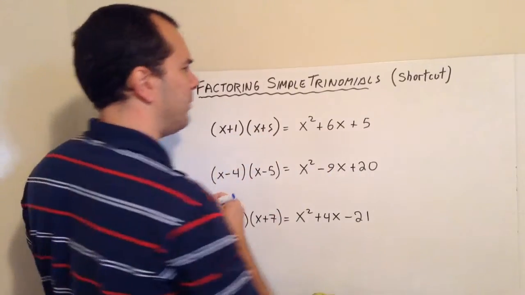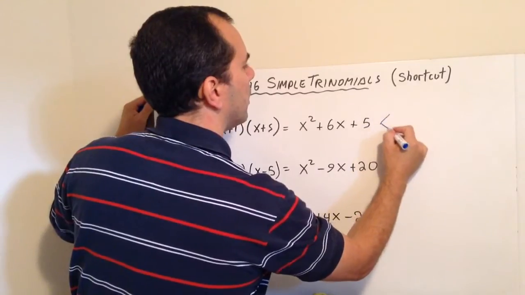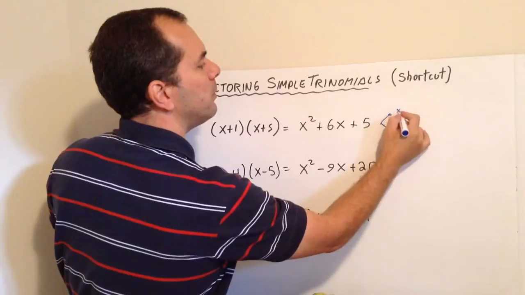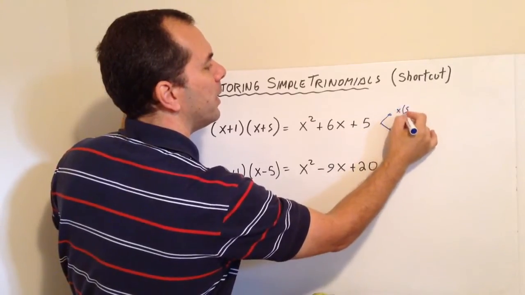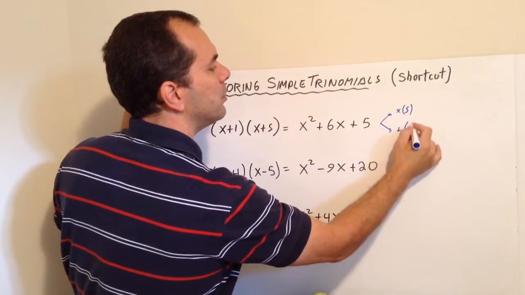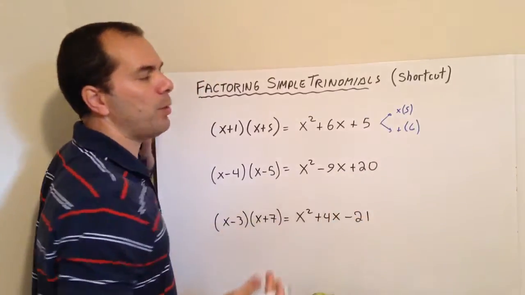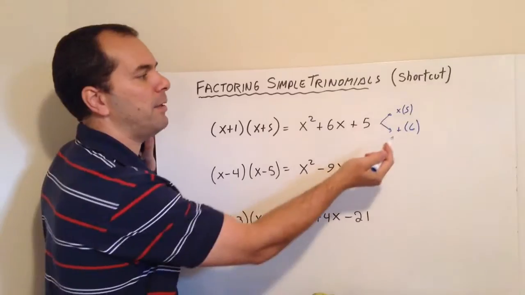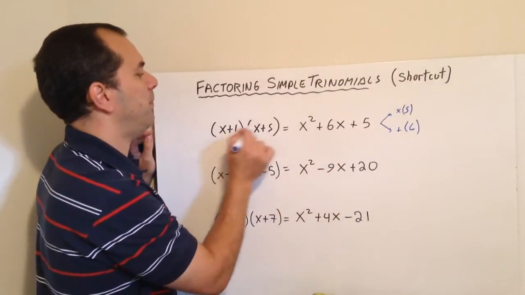So in this case, if I'm looking at this, I say I need two numbers that multiply to 5 and add up to 6. And then I'm thinking, what are those two numbers? Well, 5 and 1 multiply to 5, and 5 and 1 add up to 6, so 5 and 1 are the answer.